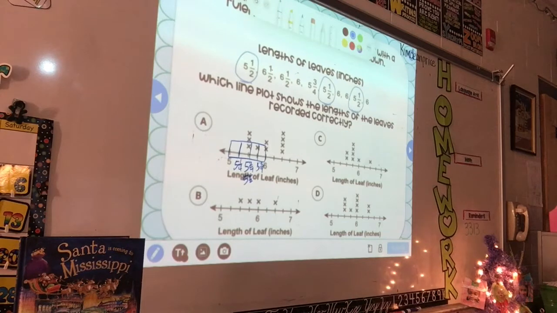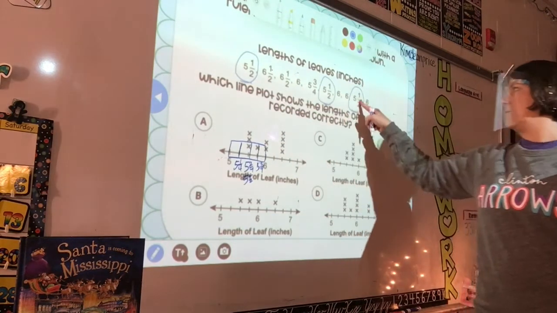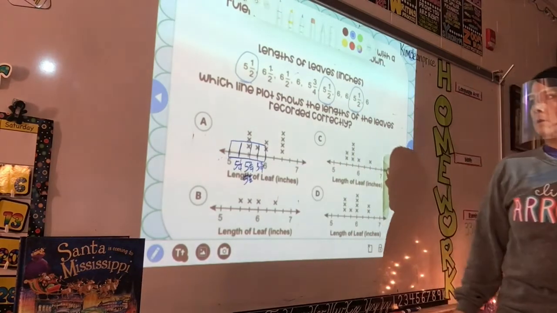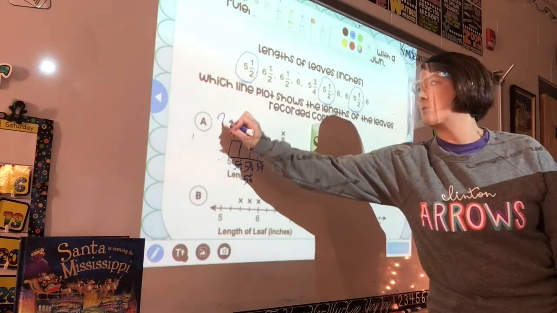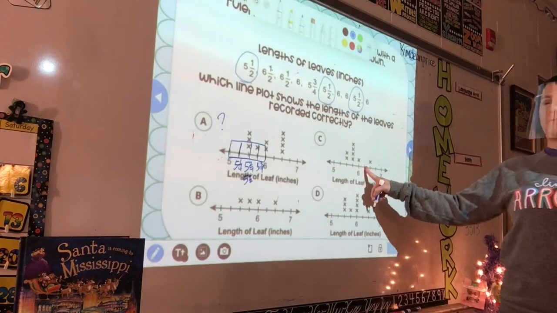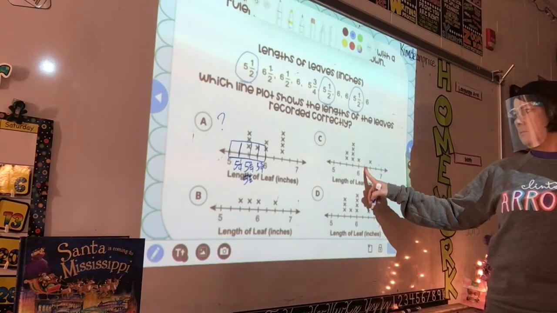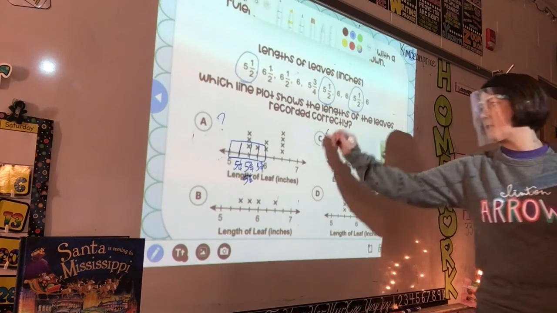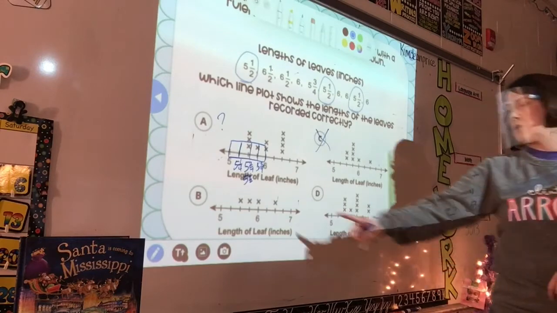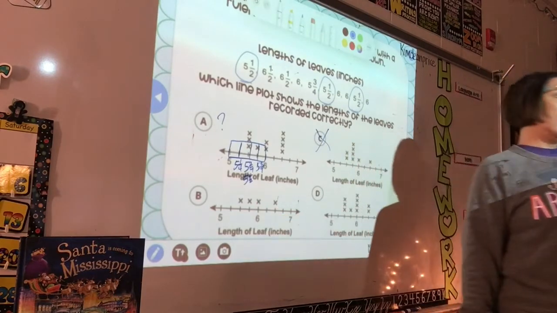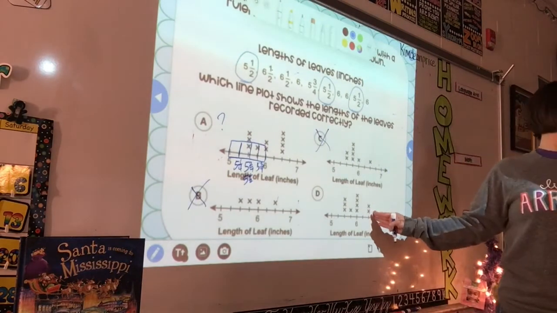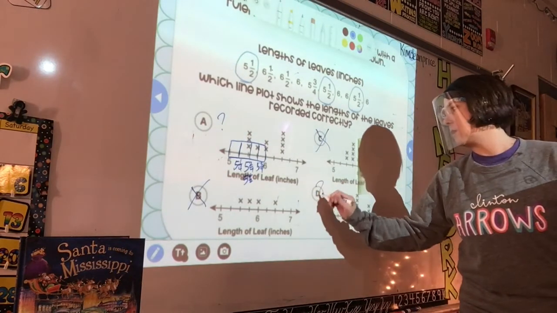So we're looking for 3 X's over 5 and a half. Does this one have 3? Yes. So let's put a question mark. Does this one have 3? No, it only has 2. Let's mark it out. Let's get rid of it. Does this one have 3? No, it only has 1. Let's mark it out. Does this one have 3? Yes. All right, so let's put a question mark here.